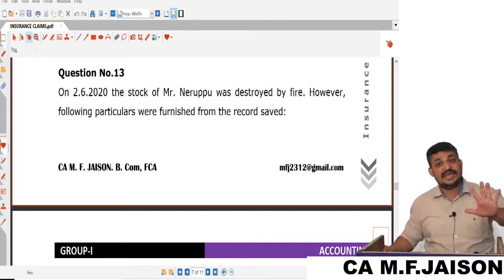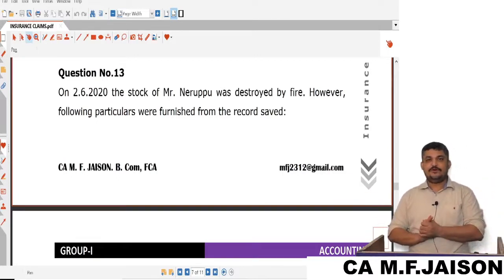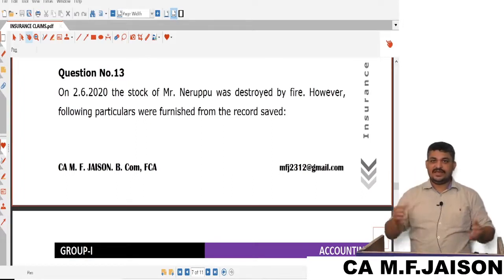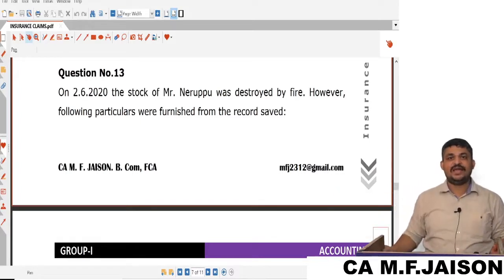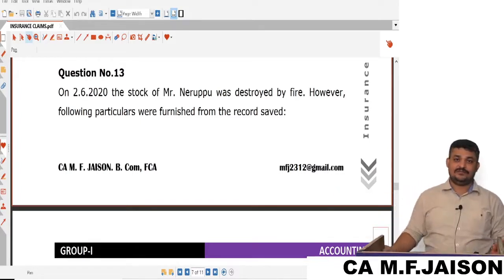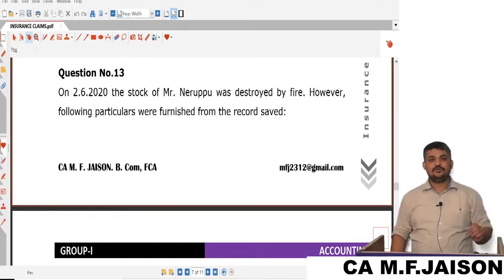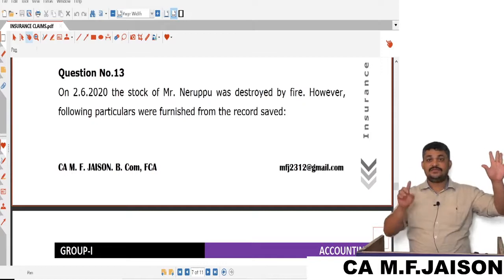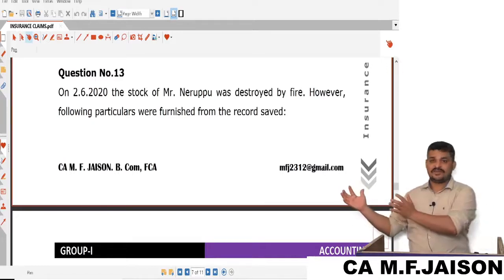So suppose I saved 50,000, I gave to the insurance company 5,000. Then what should I do? What is retained? Retained is 45,000. I saved 50,000, I gave to the insurance company 5,000, so what have I retained? 45,000. Suppose stock on date of hire was 5 lakhs. Then what should I do? 5 lakhs minus 45,000. By doing that, you get 4,55,000 as the balance figure.